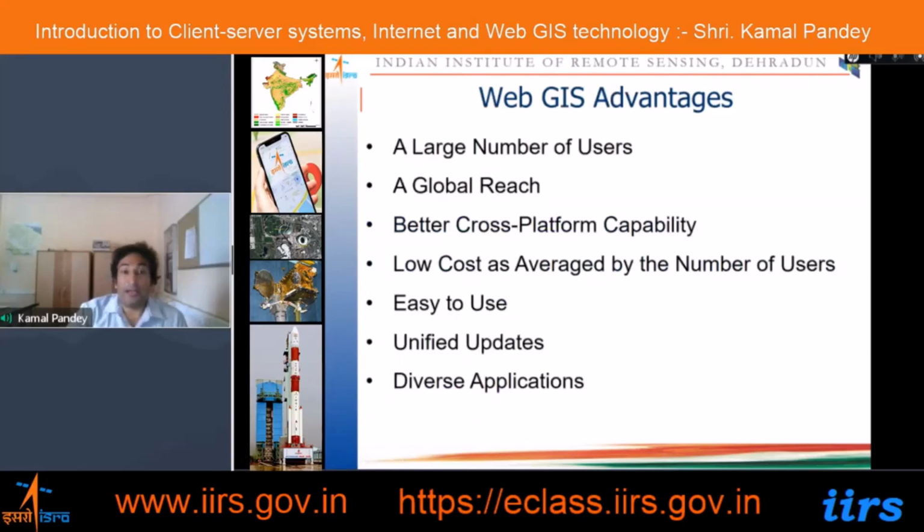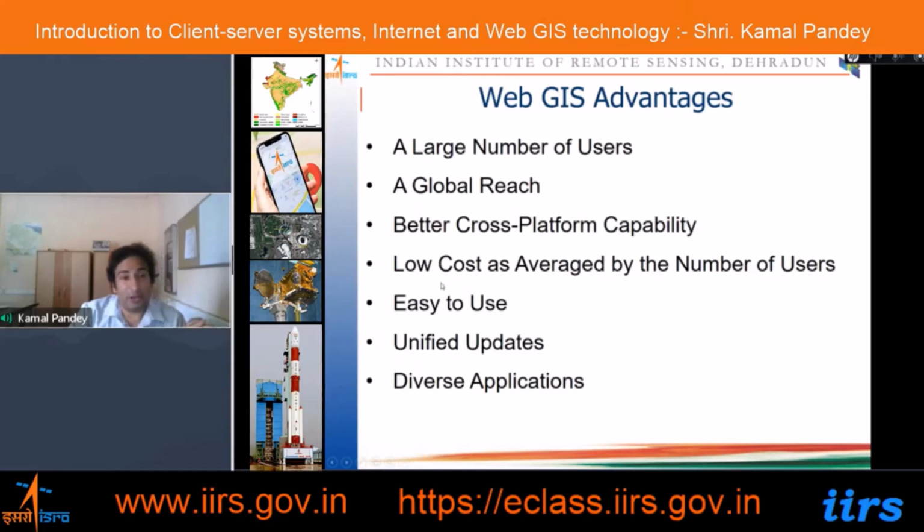Now, what are the advantages of WebGIS? Let us talk about that. There are a large number of users, which we have already seen earlier. It has a global reach; irrespective of where the person is sitting, I can disseminate the data to him. For example, Google Geo Portal is available all around the globe. We also have better cross-platform capability, as we have seen. It can work on any kind of operating system, whether it is a Linux-based system, a Windows-based system, or a Mac-based system.